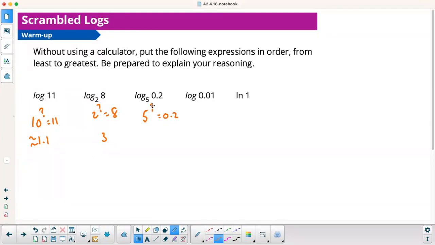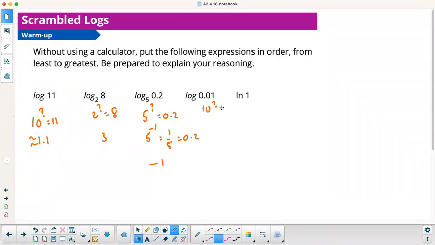So it's going to have to be, 5 to the first would give me 5, 5 to the second would give me 25. So it's going to have to be a negative power. 5 to the negative 1 is 1/5, which is 0.2. So this one's negative 1.